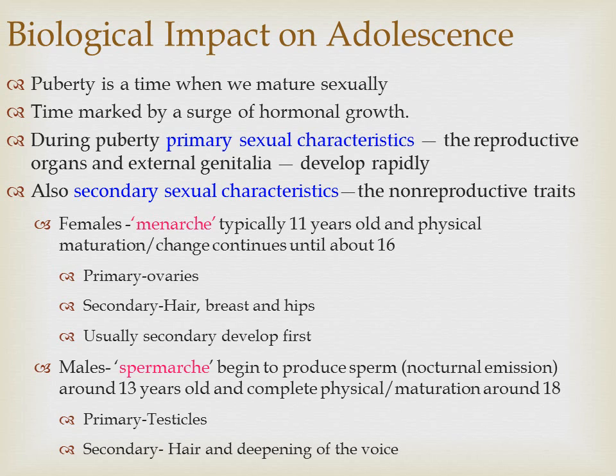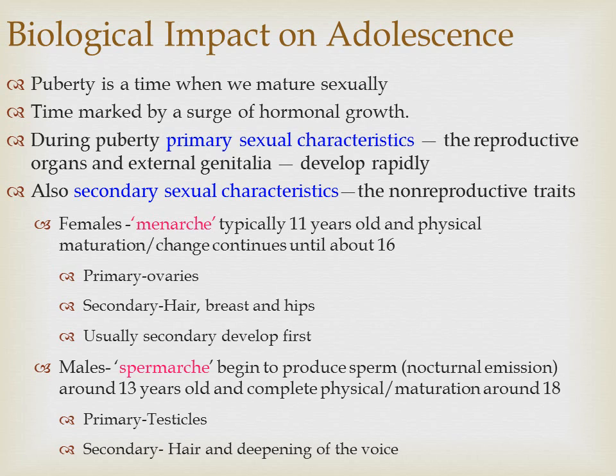Primary are going to help you create a baby. Secondary are the other things that assist that development. So female, what marks the beginning of the female time period is what's called the menarche, which typically happens at 11 years old. It's their first period. Okay, but again, we see that it's happening earlier and later in today's society. Physical maturation usually continues till about 16. Okay, so you continue to grow hair, your breasts still continue to develop at this point in time.